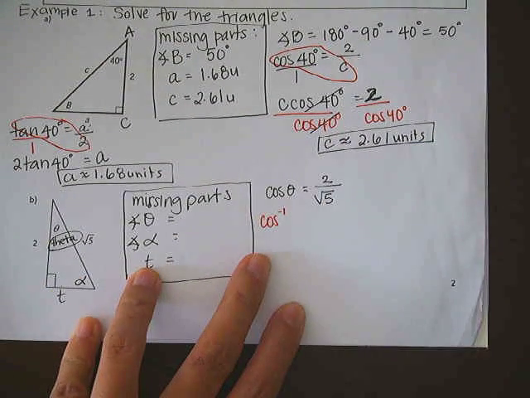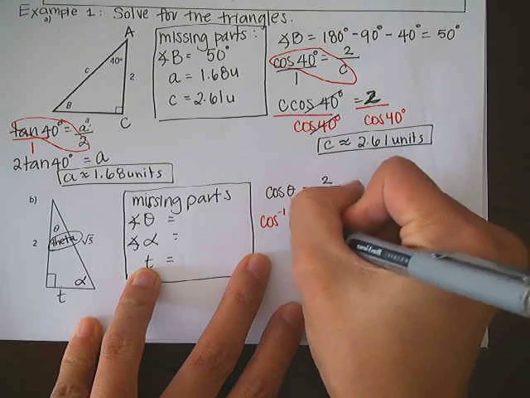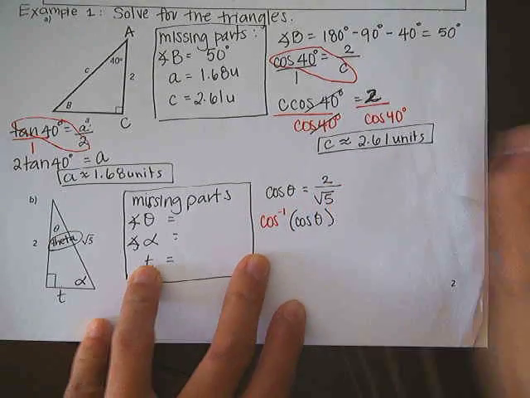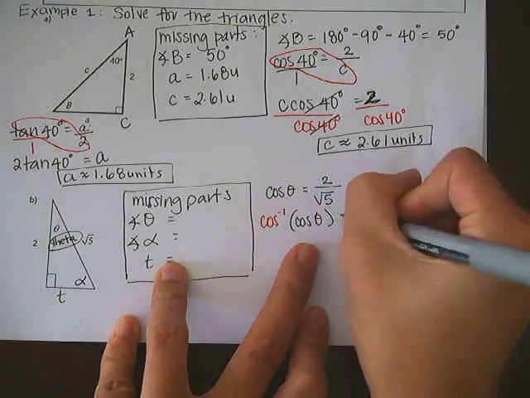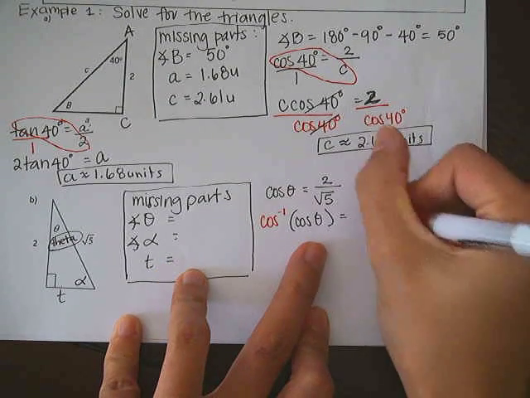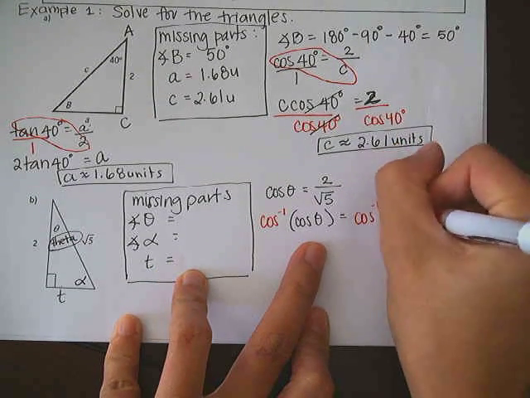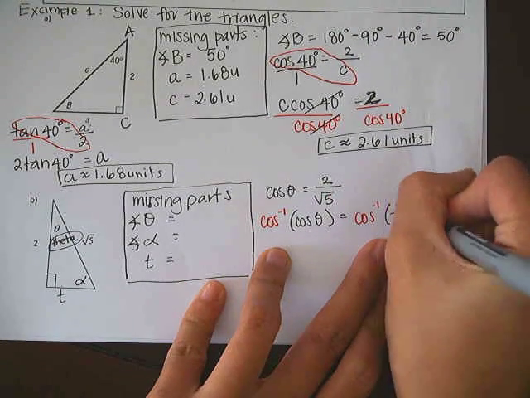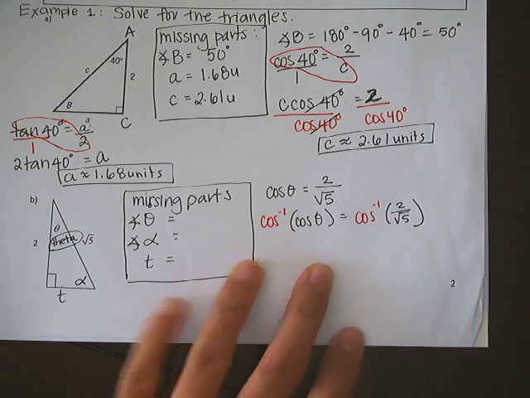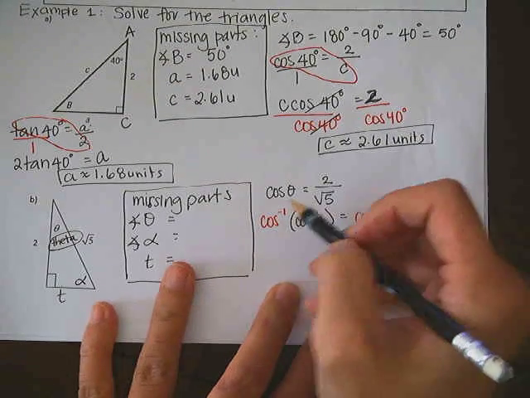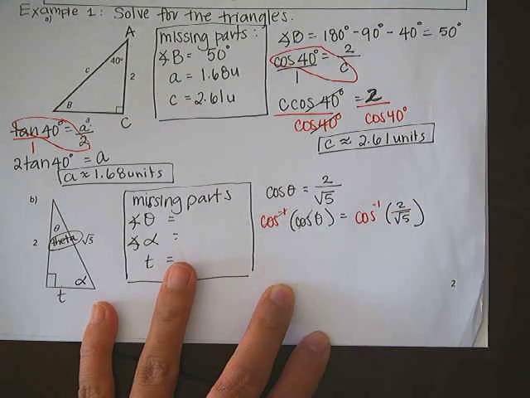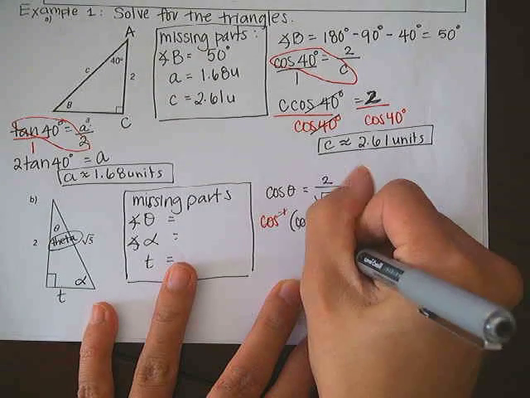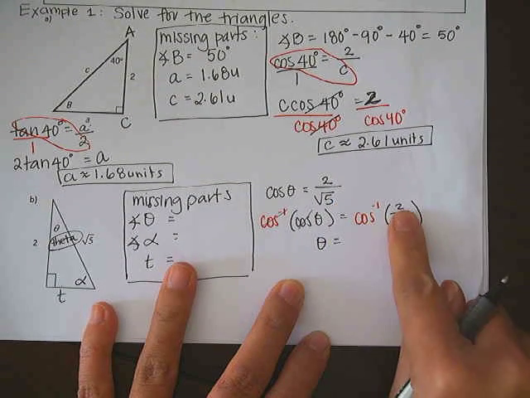So I'm going to do cosine inverse. I'm going to take the cosine inverse to both sides. Okay, what you do to the right, you have to do to the left, and what you do to the left, you got to do to the right. So if I take cosine inverse of the left, I'm going to have to do cosine inverse of the right. Okay, so because these two are inverse of each other, they typically cancel each other out. So now you got theta equals cosine inverse of 2 over square root of 5.